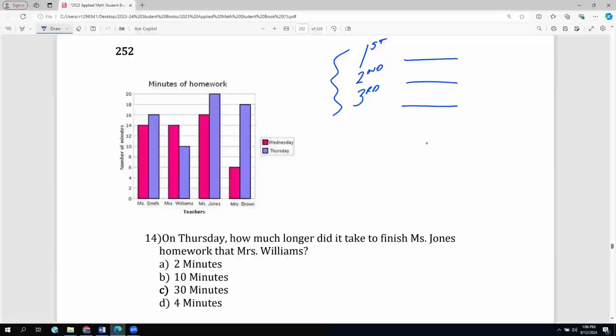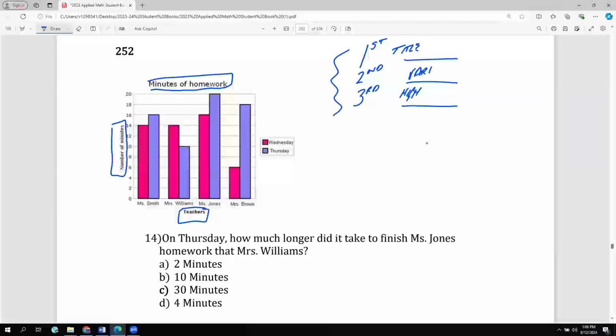All right. Remember, step 1, look at the title. Minutes of homework. Okay, good. Step 2, what are the variables? The variable is the teachers themselves and the number of minutes. Those are the two variables being compared. Third, what did you come up with? Did you get a high number?